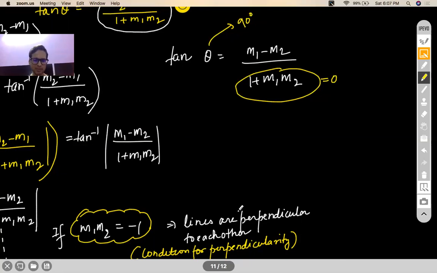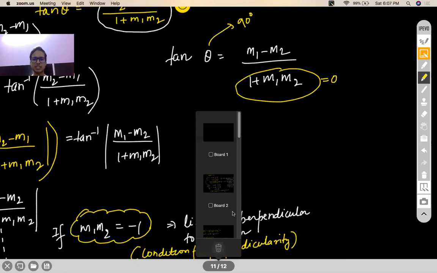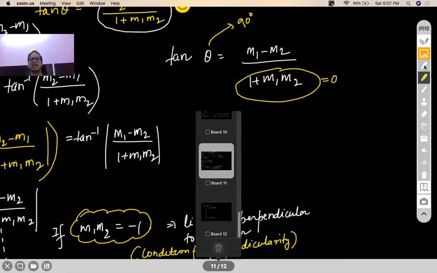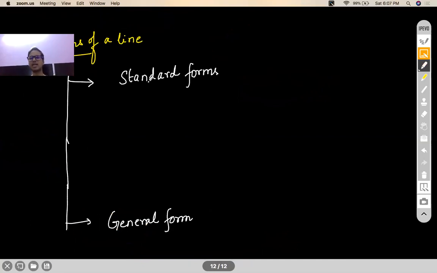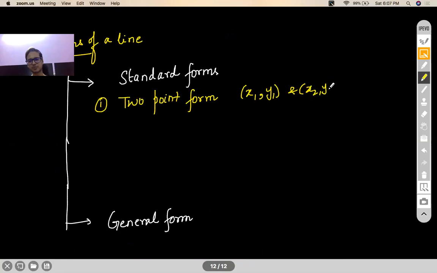Yeah, so I was talking about the different forms of the equations of the lines that we will be studying under this chapter. So we broadly categorize it under two categories. One is called the standard forms. Under standard forms, we are going to study number one, 2-point form. 2-point form is a form where you will be given 2 points, x1, y1 and x2, y2. And from there, we'll get the equation of a line connecting these two.